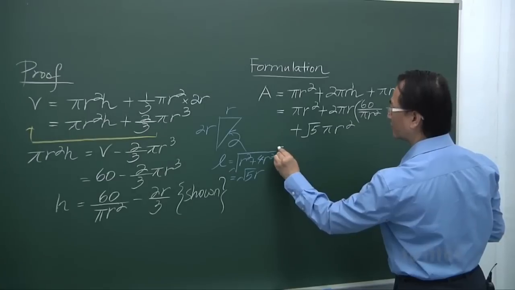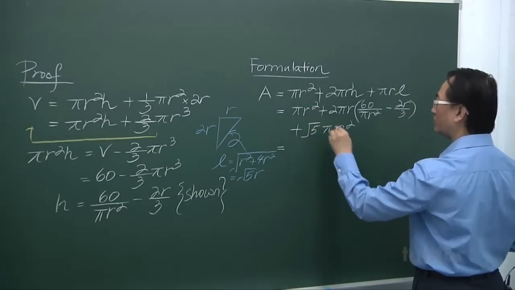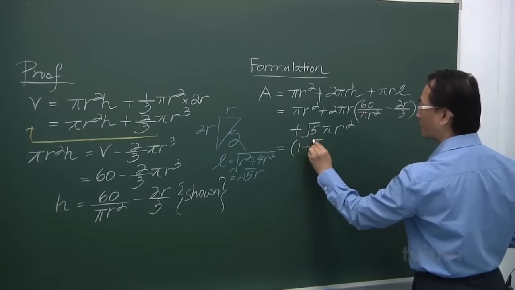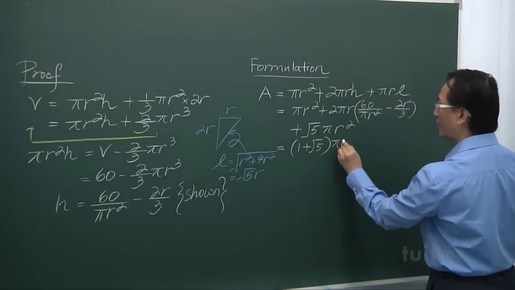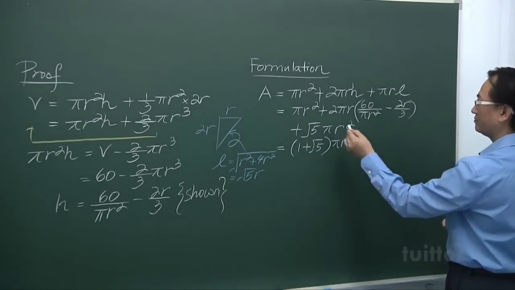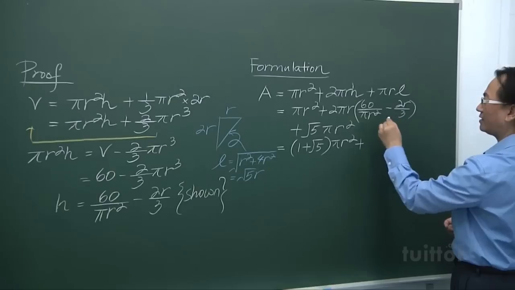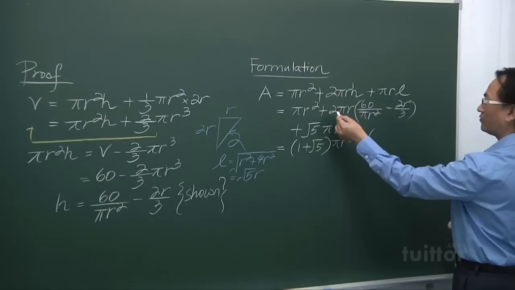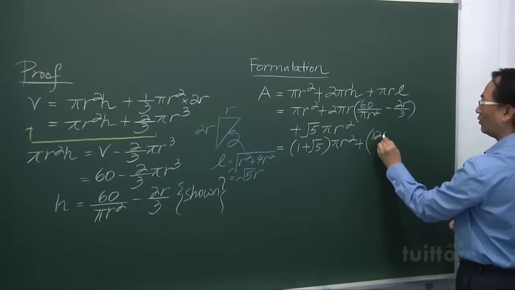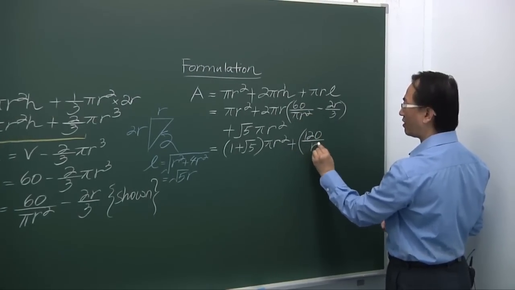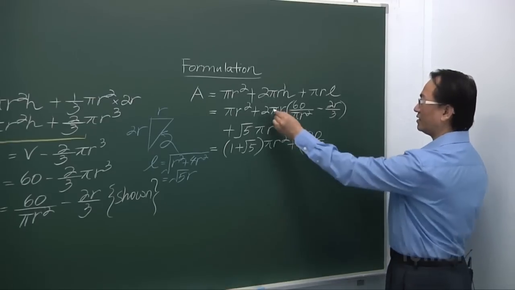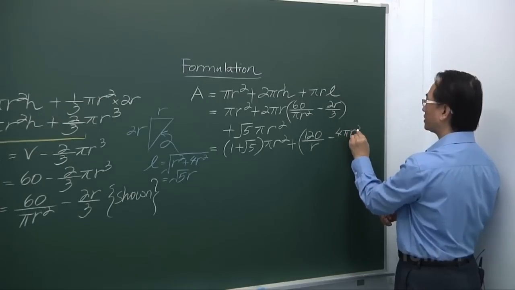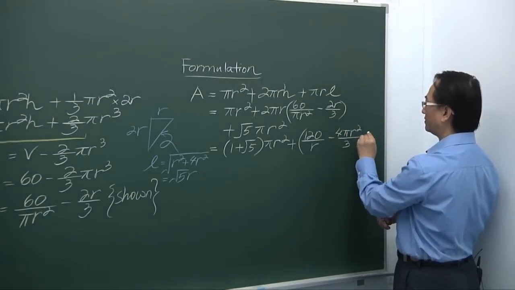Now simplify this expression further. These two can be added together now. I have 1 plus square root 5 pi r squared. Then this got to be simplified. Pi r divided by pi r squared. So basically I have, when I multiply in, 120 over r. Then for here, I will have 4 pi r squared over 3.